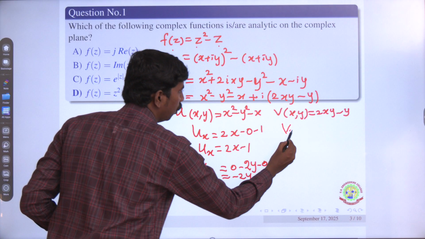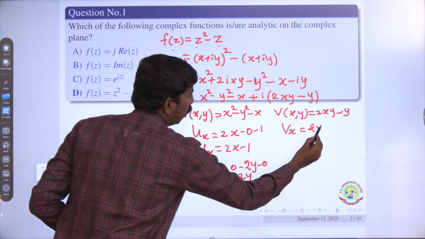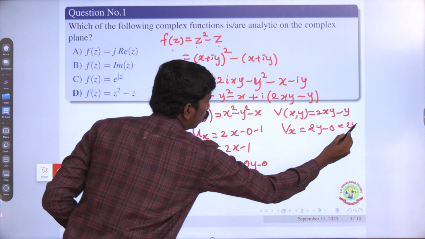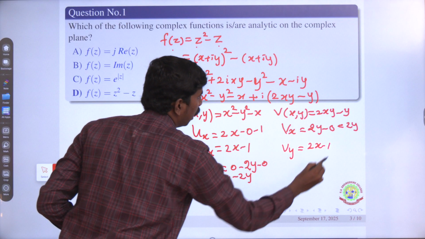Similarly, we can find out what is Vx. So Vx equals differentiate with respect to x. So 2y minus 0, that is equal to 2y. And what is Vy differentiation? That is 2x minus 1.